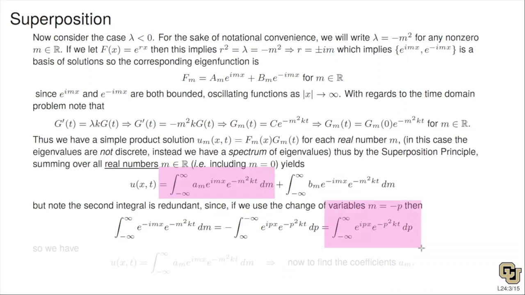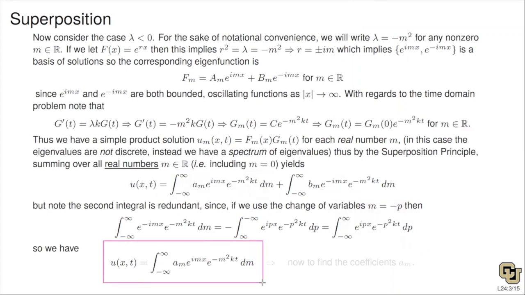The only difference is the dummy variable. One's in p, one's in m. So at the end of the day, we write our series solution like this. Here now is our, well, I guess it's not a series anymore. Here's our formal integral transform solution, because it's not quite a transform, since it's got that kt term in it. When you let t equal 0, then it'll look like a proper transform.